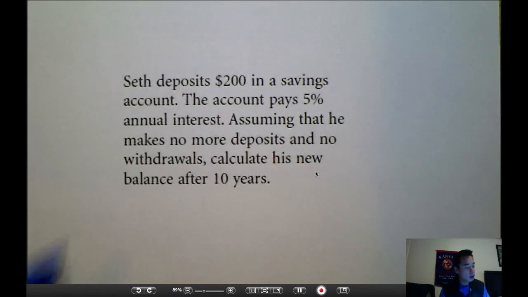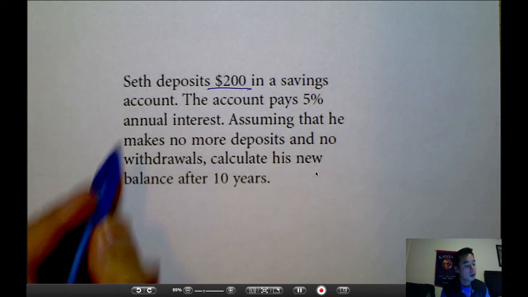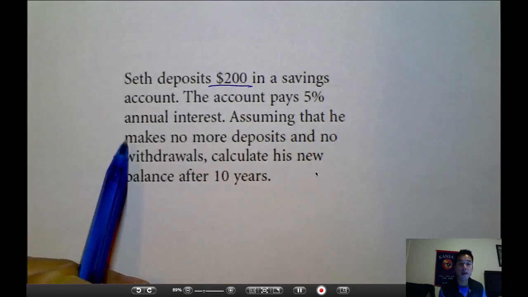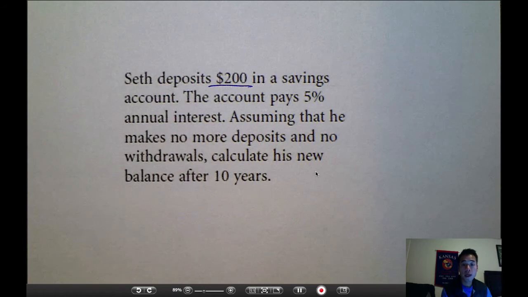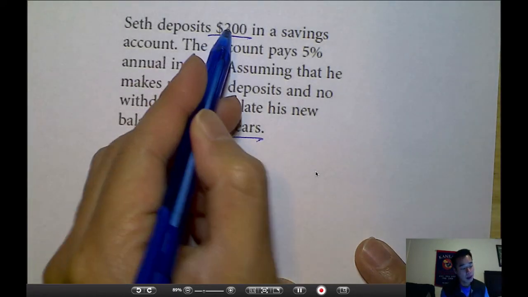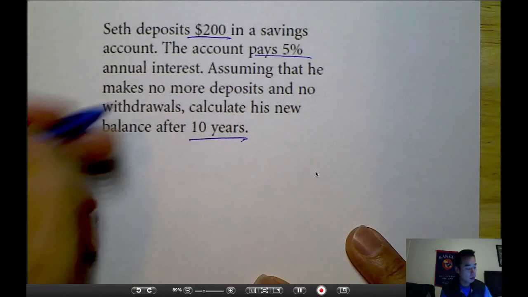Okay, we'll do one more. Another popular question is somebody depositing money into a savings account, and then it accrues interest, and you get some kickback every year or every so often. So Seth deposits $200 in a savings account. The account pays 5% annual interest. Assuming that he makes no more deposits and no withdrawals, calculate his new balance after 10 years. So it gives me the time, it gives me every piece of information that I need to fit into this formula.